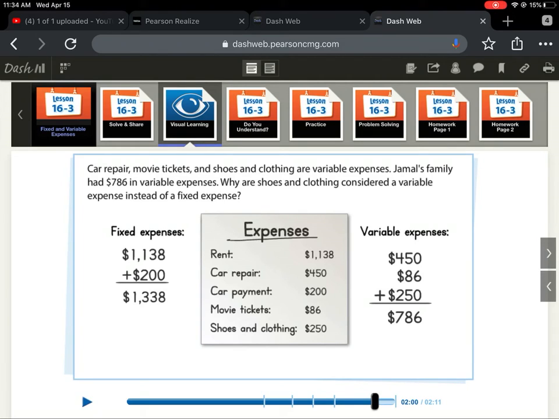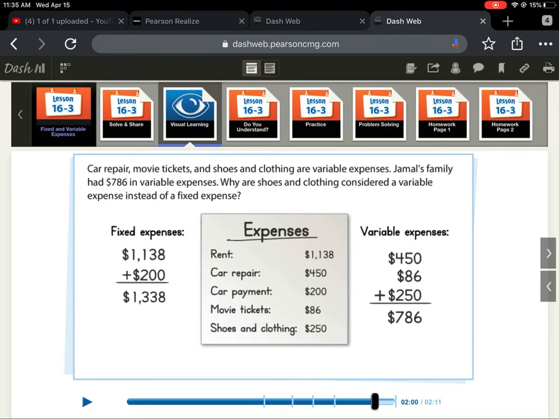So remember, guys, variable expenses are the ones that are non-regular. For example, the car repair. The car's not going to break down every single month. So it is a variable expense. It varies, right? It's not regular. The movie tickets. We don't go to the movies every single time. We go once in a while whenever there's a chance, whenever there's money. So it's a variable expense.